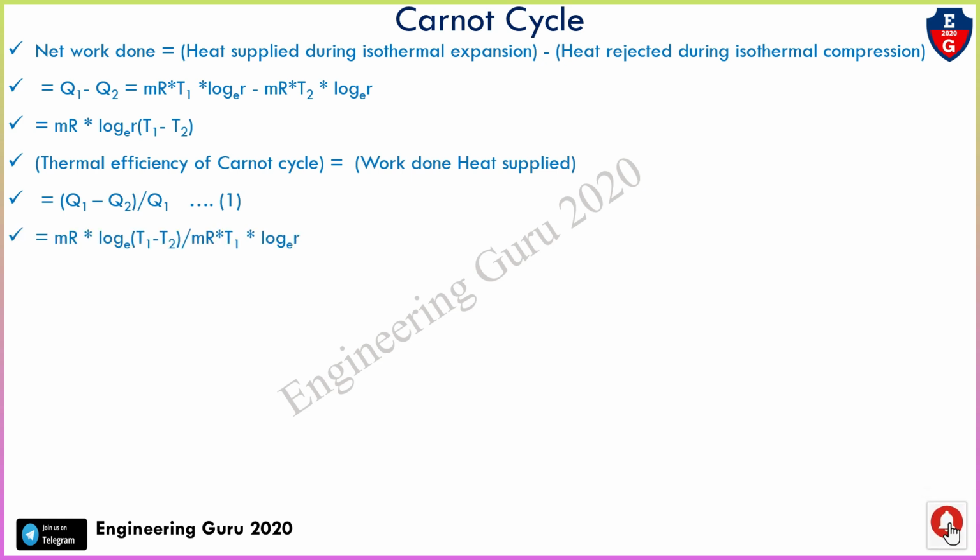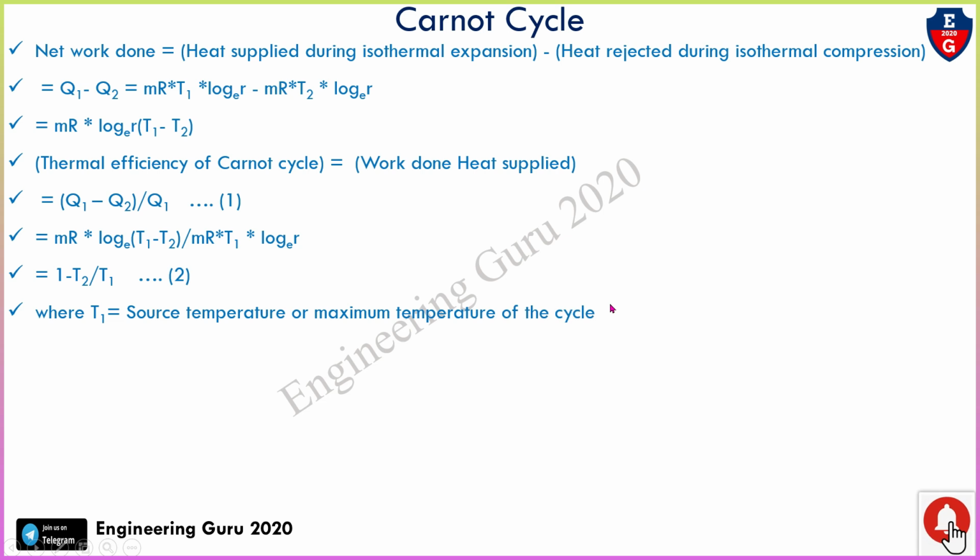So put the value mR log e r into bracket (T1 minus T2), that is the value of Q1 minus Q2, divided by the Q1 value, that is mRT1 log e r. So we simply put all the values of Q1 minus Q2 divided by Q1. Simplifying this term, we can write 1 minus T2 divided by T1. This is our equation number 2, where T1 is the source temperature or maximum temperature of the cycle, and T2 is the sink temperature or minimum temperature of the cycle.